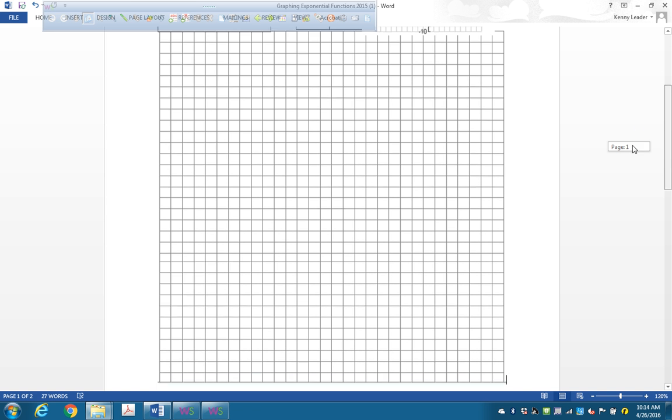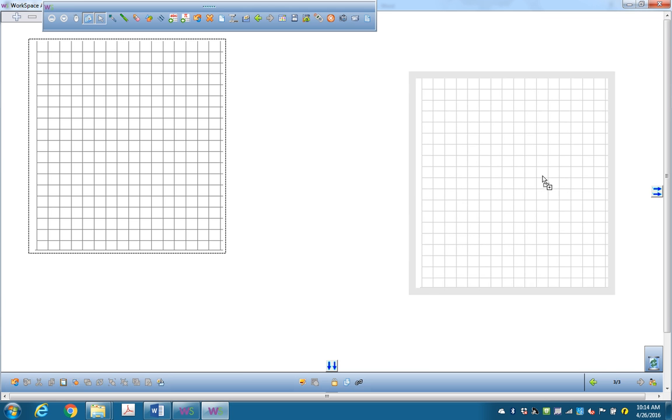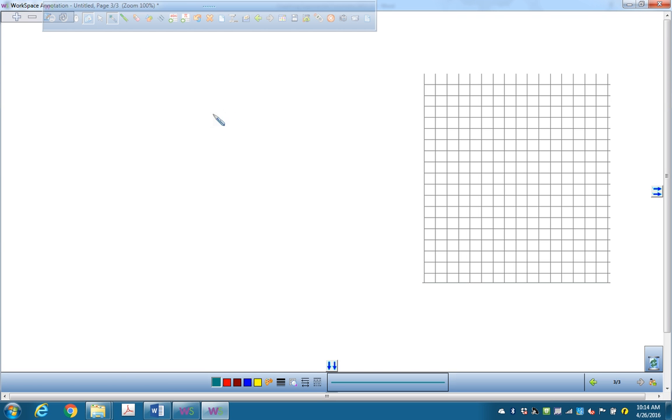Let's graph y equals 5 times 2 to the x. I'll just grab a piece of graph paper, which might be easier anyway. Okay. Place, capture, and new page. So we're gonna graph y equals 5 times 2 to the x. And we're just gonna go table values. When x is 0, what's y?